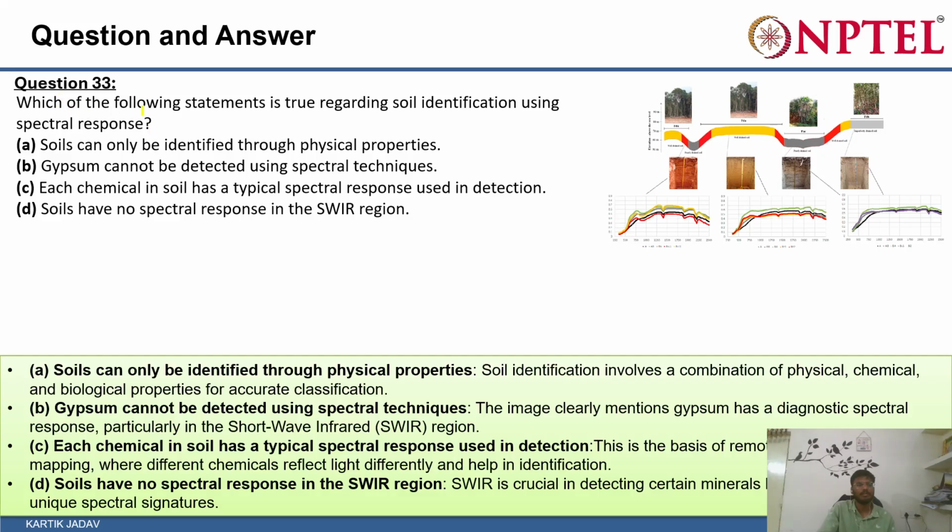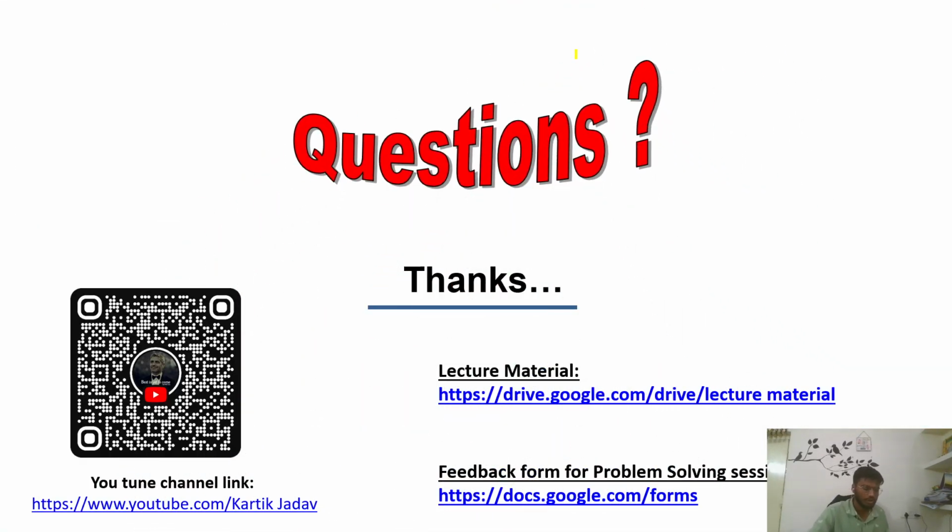Question number 33. Which of the following statements is true regarding soil identification using spectral difference? So option C is the correct answer for this. As we have already discussed this concept, NDVI and the near infrared and red wavelength concept, I'm not going into details, so let's end up here.